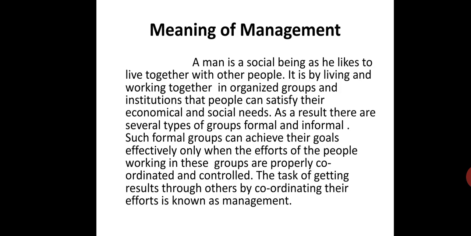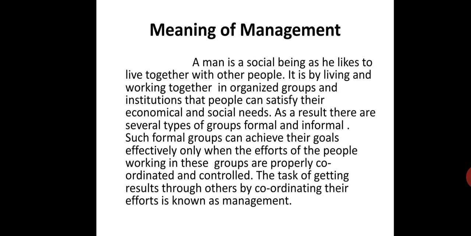A man is a social being as he likes to live together with other people. It is by living and working together in organized groups and institutions that people can satisfy their economic and social needs. As a result, there are several types of groups, formal and informal. We say humans are social animals. What does social animal mean? Social animals means that people live together in groups, that people cannot live alone. A person cannot live alone. He or she needs a companion, a group of people with whom he or she can communicate and satisfy his or her needs. So man is a social being as he likes to live together.